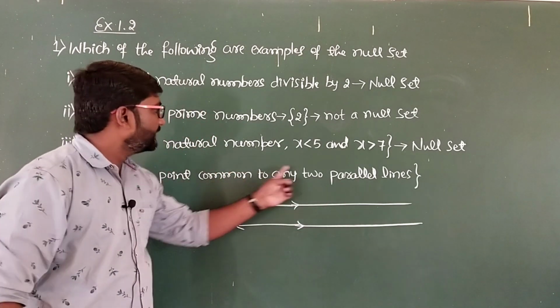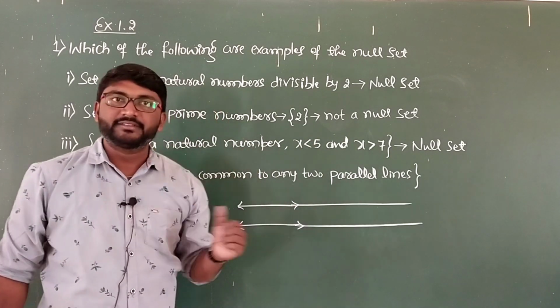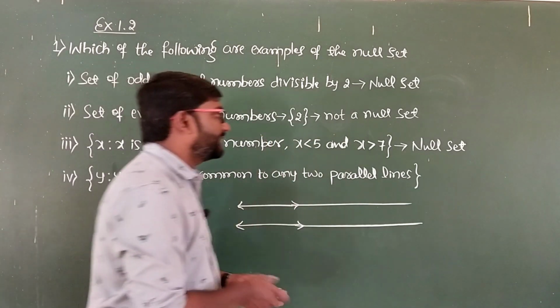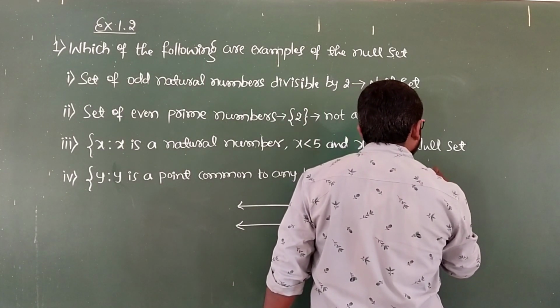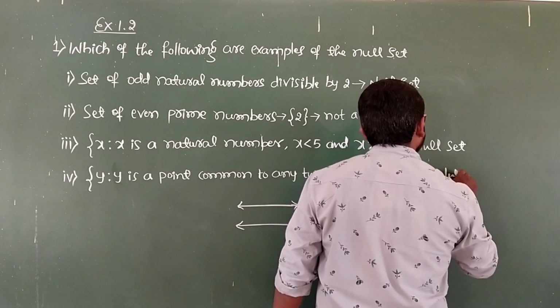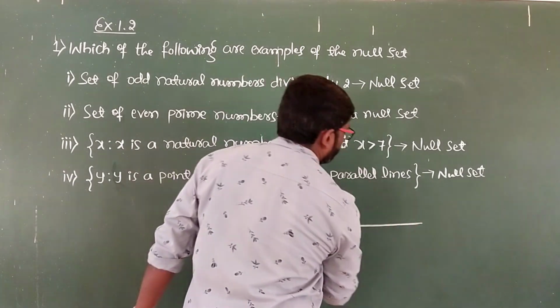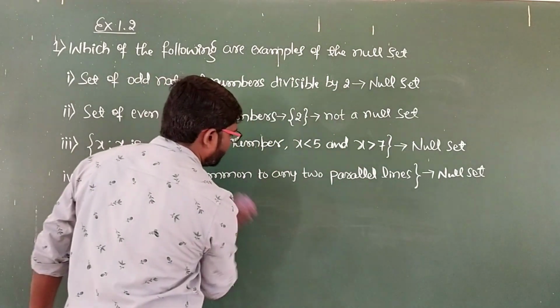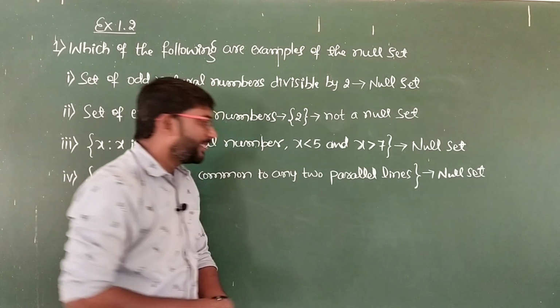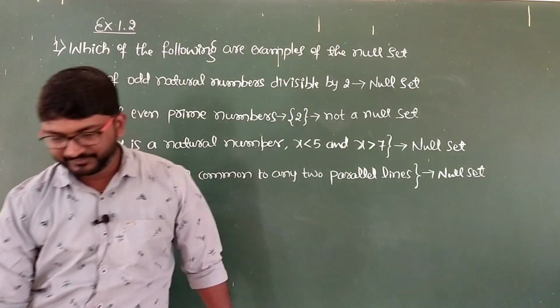That means this set has no elements, it doesn't contain any elements. So that is why this is said to be a null set or the empty set. So this is all about the first main question. Note down this and then we'll move on to the second main question.